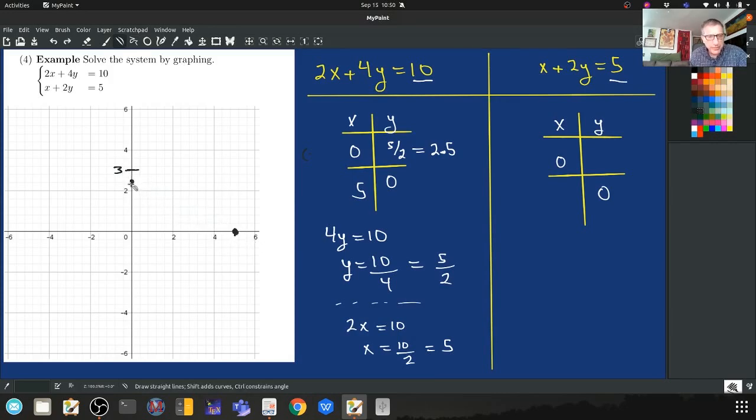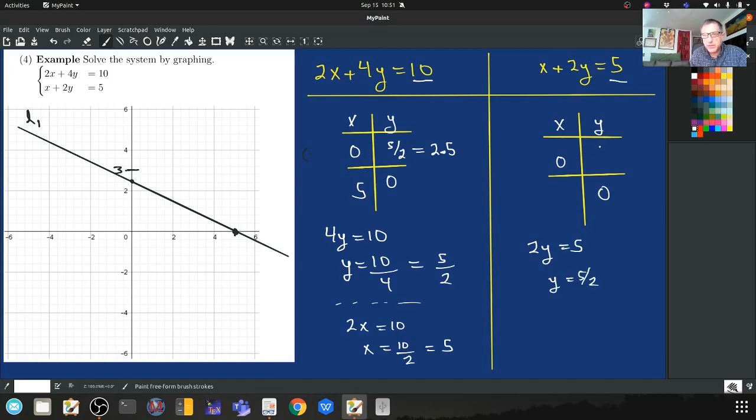Don't like it. I can live with this one. So this is line 1. We can label it line 1 if we want. That just stands for equation 1. So going back over here to do the next one, I'm going to plug in 0 for my x value. So that's going to give me 2y is equal to 5. So y is equal to 5 halves. Wait! It's the same point. Oh, well, I have a common point.